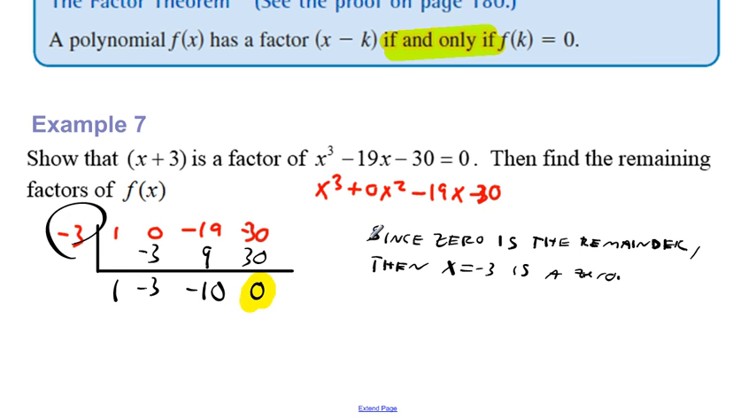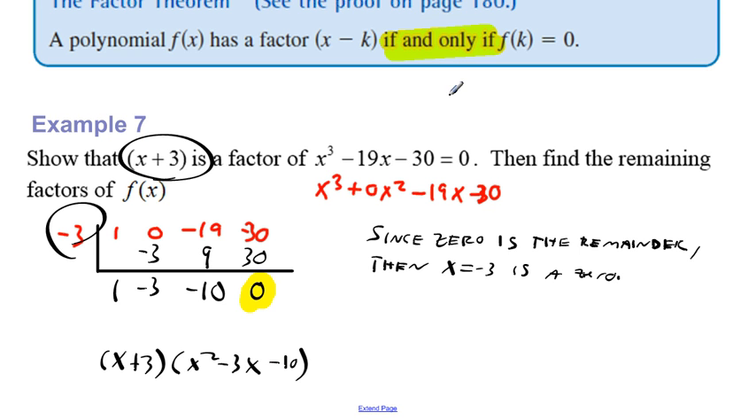But look at the problem here. It says, then find the remaining factors of f of x. Meaning, check this out, y'all. One of the factors of this is x plus 3, right? We know that from right here. That's one of the factors. And here's the remaining factors. Remember, it started with x cubed, so now we're going to do 1 degree less. 1 x squared, and then minus 3x, and then minus 10.